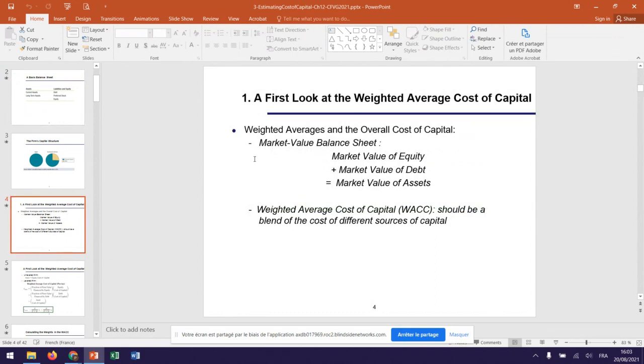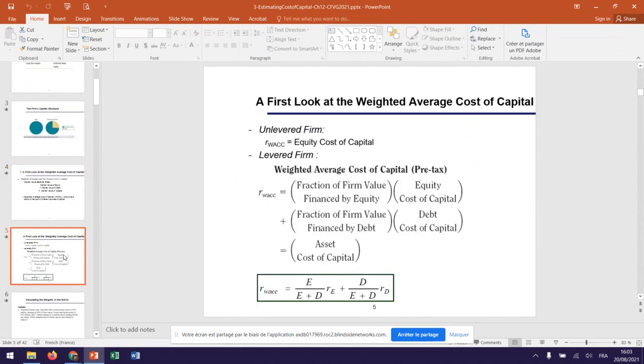So the market value of the assets on the left-hand side should be equal to the market value of debt plus the market value of equity. If I have a fraction of firm value financed by equity, it means E over D plus E multiplied by RE, plus D over D plus E multiplied by RD. Nothing complicated. It's just the way we do a weighted average.